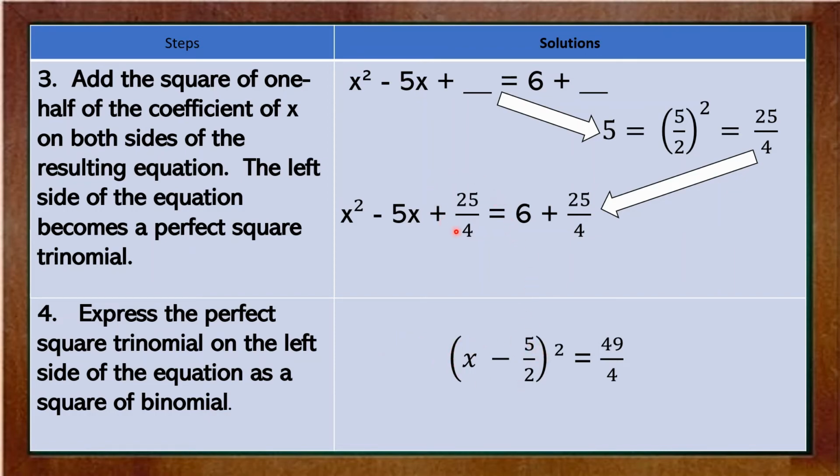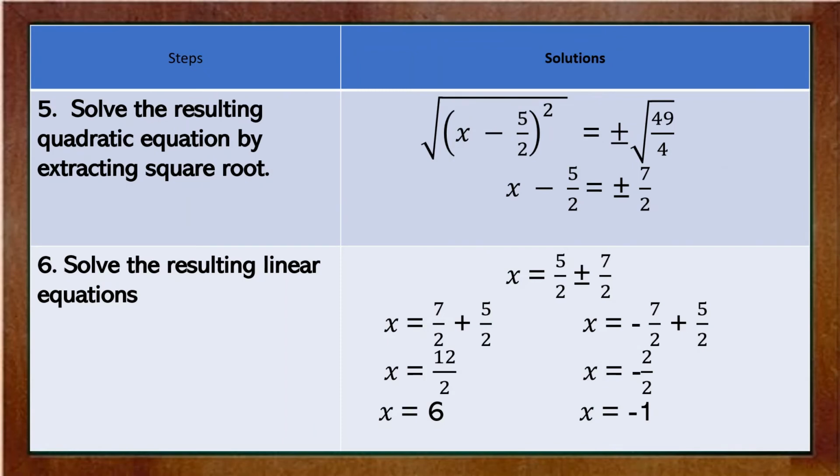So get the square root of 25 over 4. So the square root of 25 is 5 and the square root of 4 is 2. So it becomes x minus 5 over 2 quantity squared is equal to 49 over 4. So how will it become 49 over 4? So the denominator is 4. That is our LCD. So 4 times 6 is 24. Plus 25 is 49. So that it becomes 49 over 4.